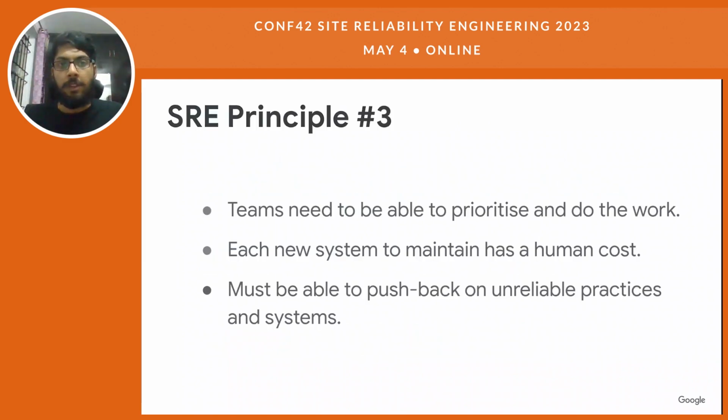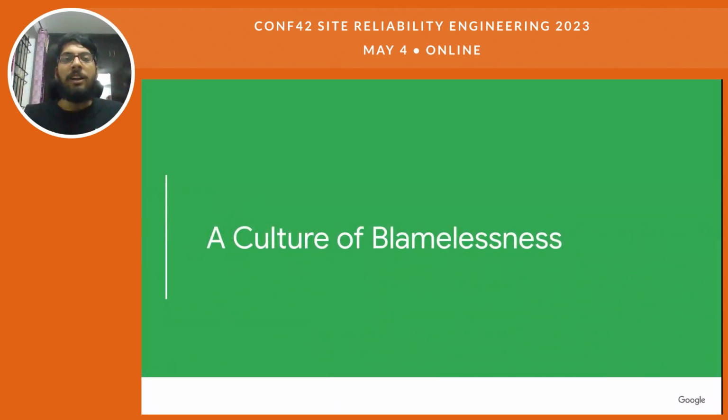regulate the workload. So we want to be able to prioritize the work. We want to be able to push back when there are unreliable practices. As I mentioned before, we want to be able to sometimes say that we want to be able to focus on reliability as such and not focus on feature development anymore. And obviously the fourth aspect of blamelessness.